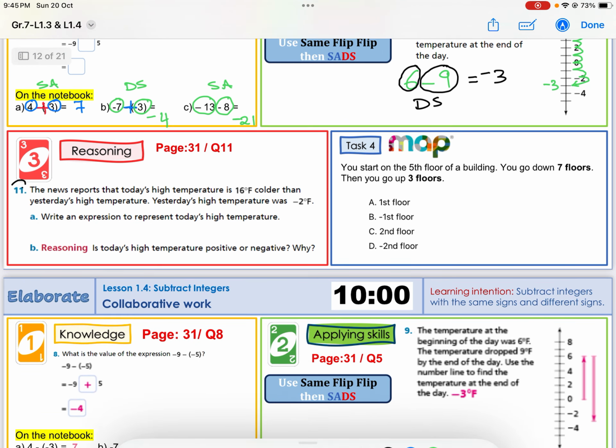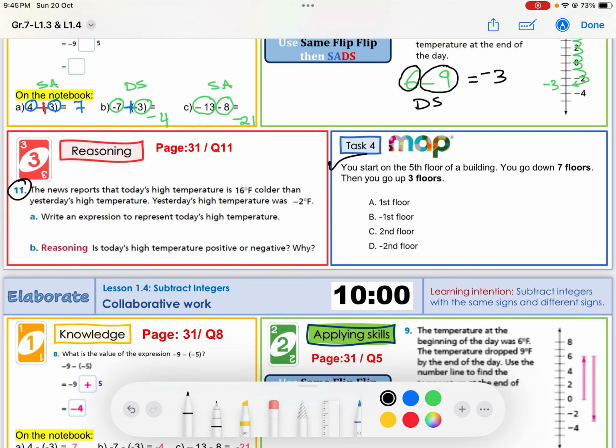Okay, this question we did in the class. You can solve it in this one. Try to solve it on your own.